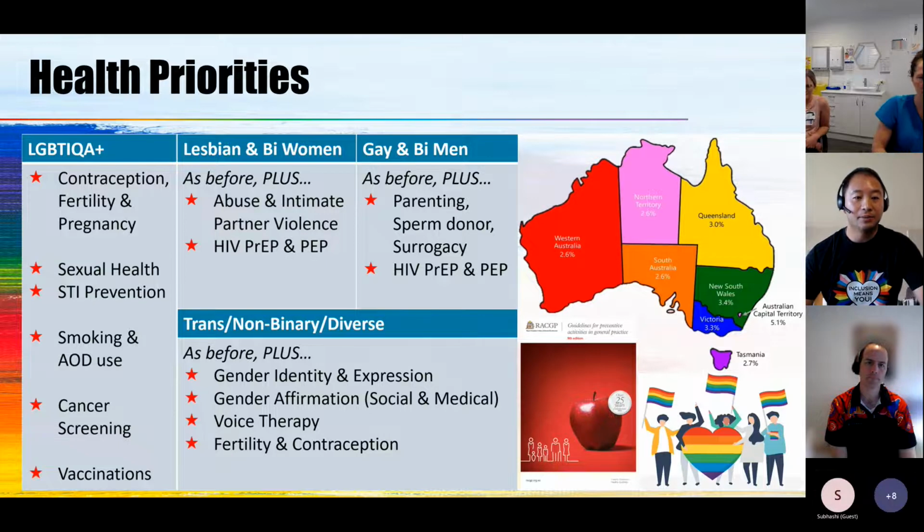Lastly, same as your bisexual and lesbian women, gay and bisexual men also will benefit from having their Hep A vaccinations because of the anal-oral transmission from anal play. So it's important for us to remember that as well.